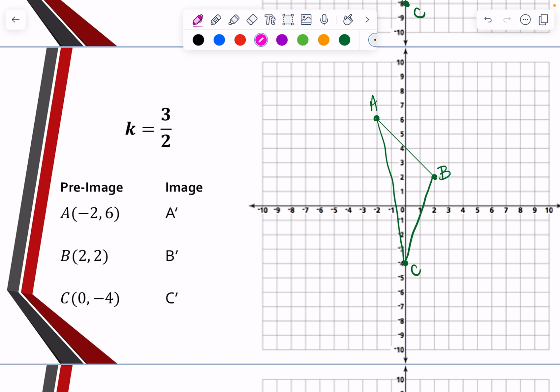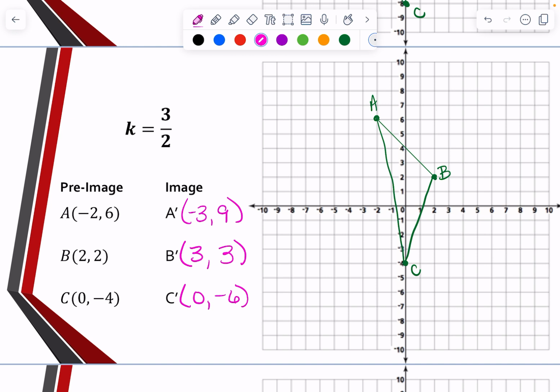Okay, so now we're going to come back. We're now going to multiply this by 3/2. So half of negative 2 is negative 1 times 3 would be negative 3. Half of 6 is 3. 3 times 3 is 9. On B, half of 2 is 1. That would be a 3. Half of 2 is 1. That would be a 3. 0 is going to stay 0. Half of negative 4 is negative 2 times the 3 would get us negative 6.